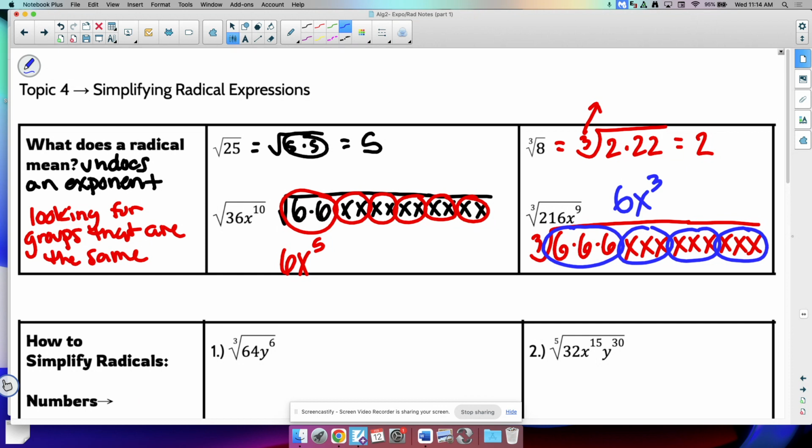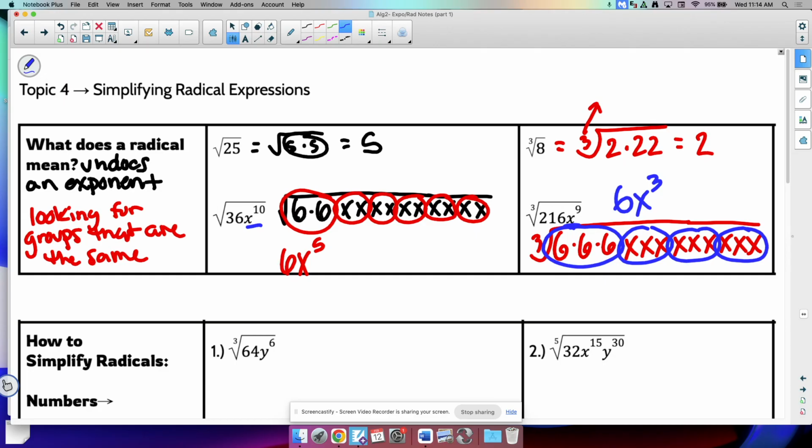Pattern-wise, what happened to our variables? So we had an x to the 10th. When we took a square root, it turned to a 5. When we had an x to the 9th, when we took a third root, it turned into x to the 3rd. What operation did we do? What operation means we're looking for groups?